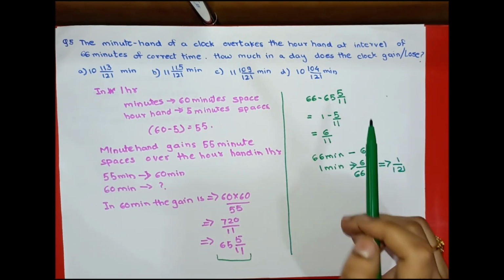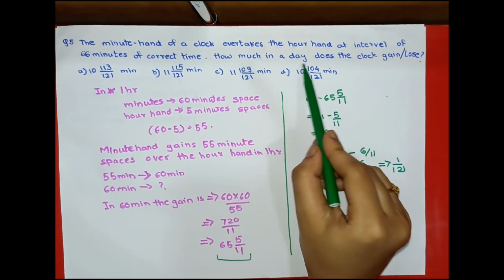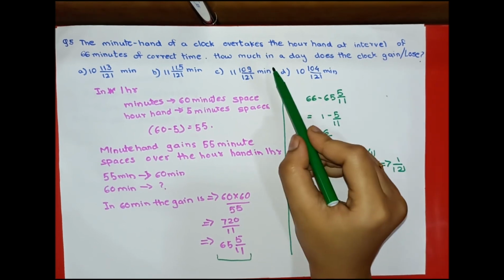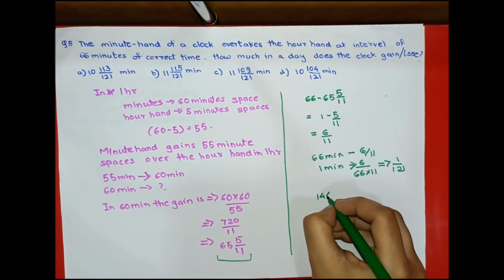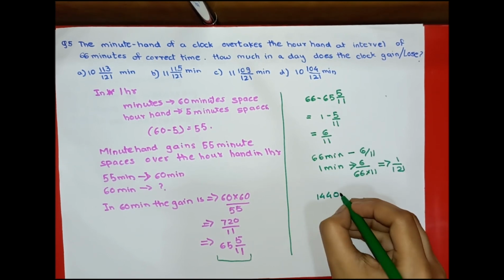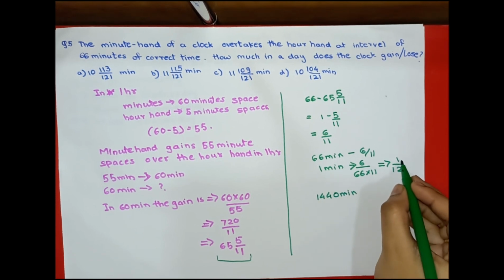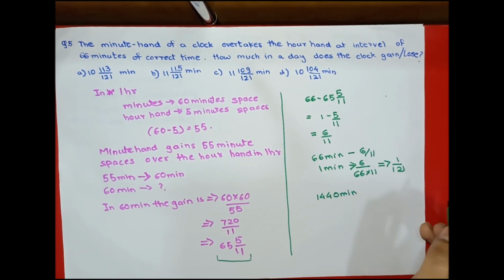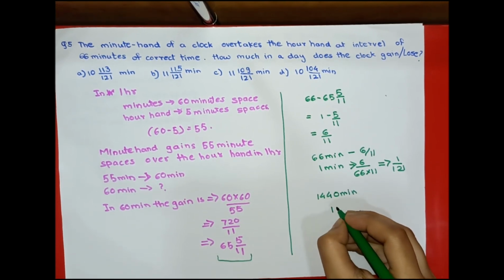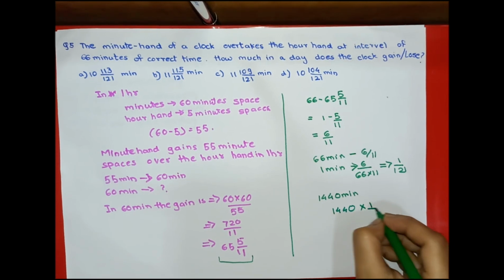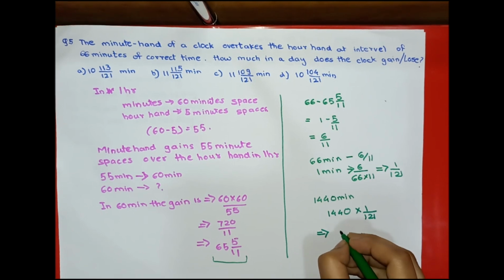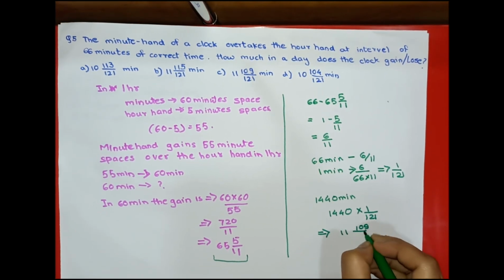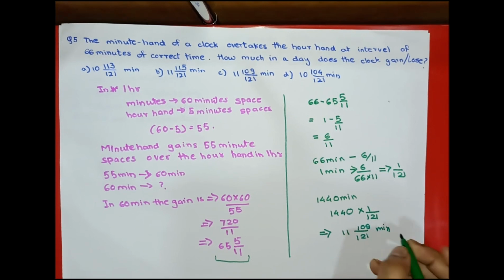Now we have to find out how much in a day the clock gains or loses. So in a day, how many minutes do we have? We have 24 into 60, which is 1440 minutes. So in 1 minute, it was gaining 1 by 121 minutes. So in 1440 minutes, how much will it gain? Just multiply 1440 into 1 by 121, and if you solve this, you get 1440 upon 121 minutes, which is option C.